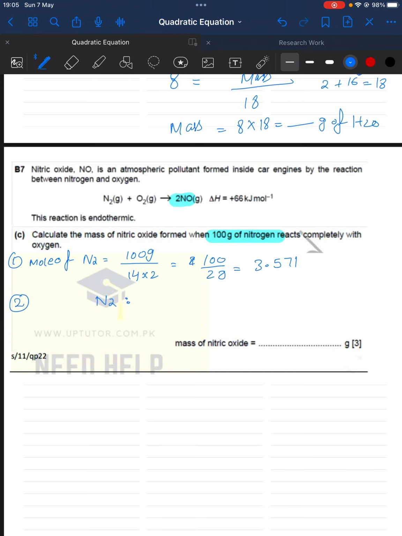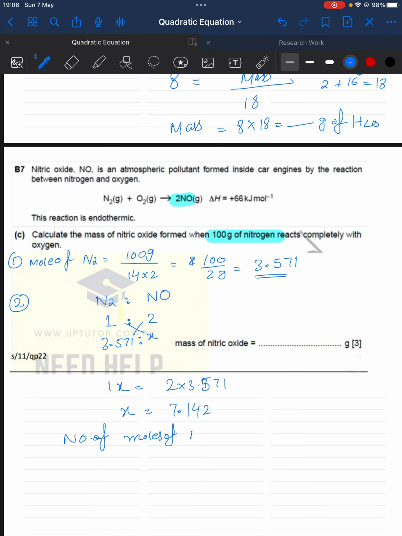Now the second step: you need to set up the ratio for the given quantity and the quantity which we are going to find. We have nitrogen and we have to find out the nitric oxide. We write down their coefficients, 1:2. The given number of moles of nitrogen is 3.571, and for NO we have to find out the number of moles, so we just cross multiply. 1x is equal to 2 into 3.571. So x is equal to 2 into 3.571, which gives us 7.142 moles.